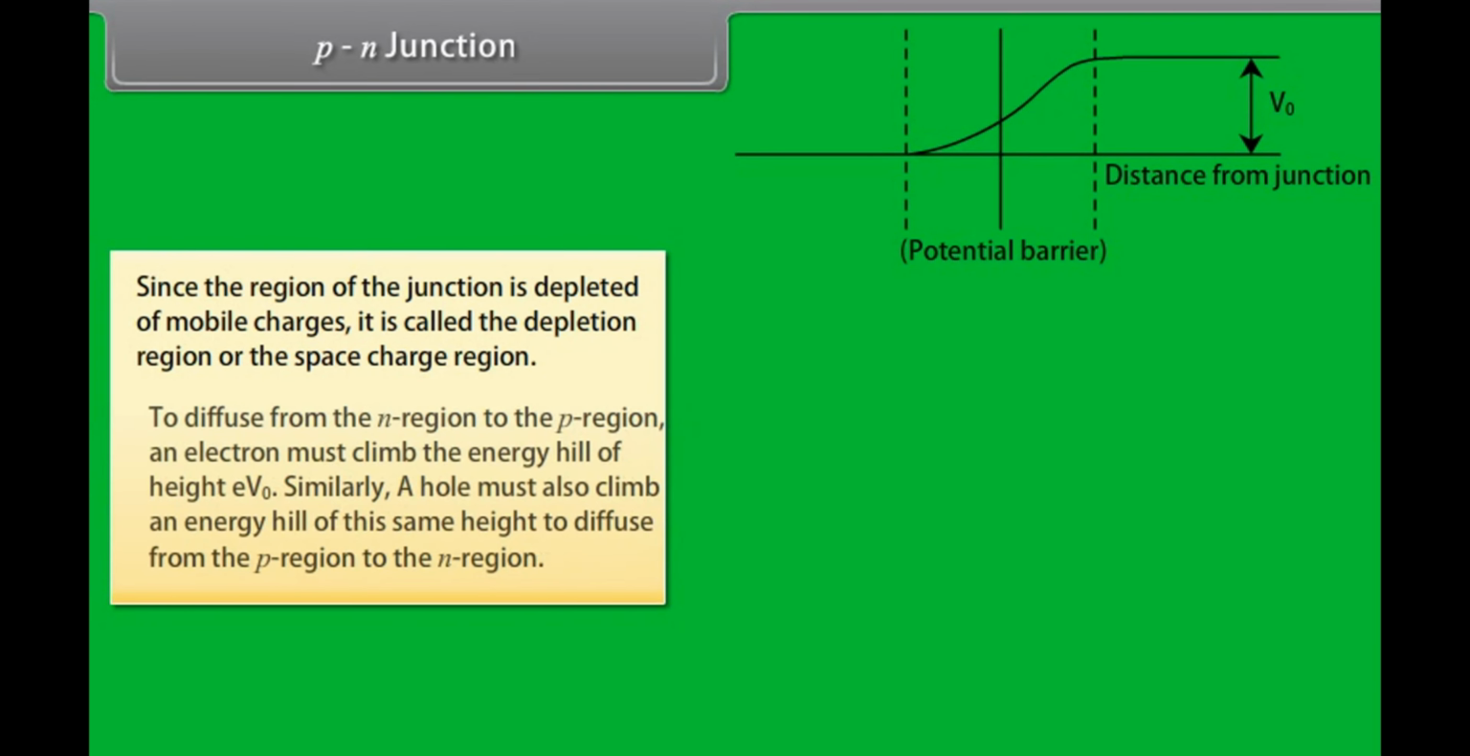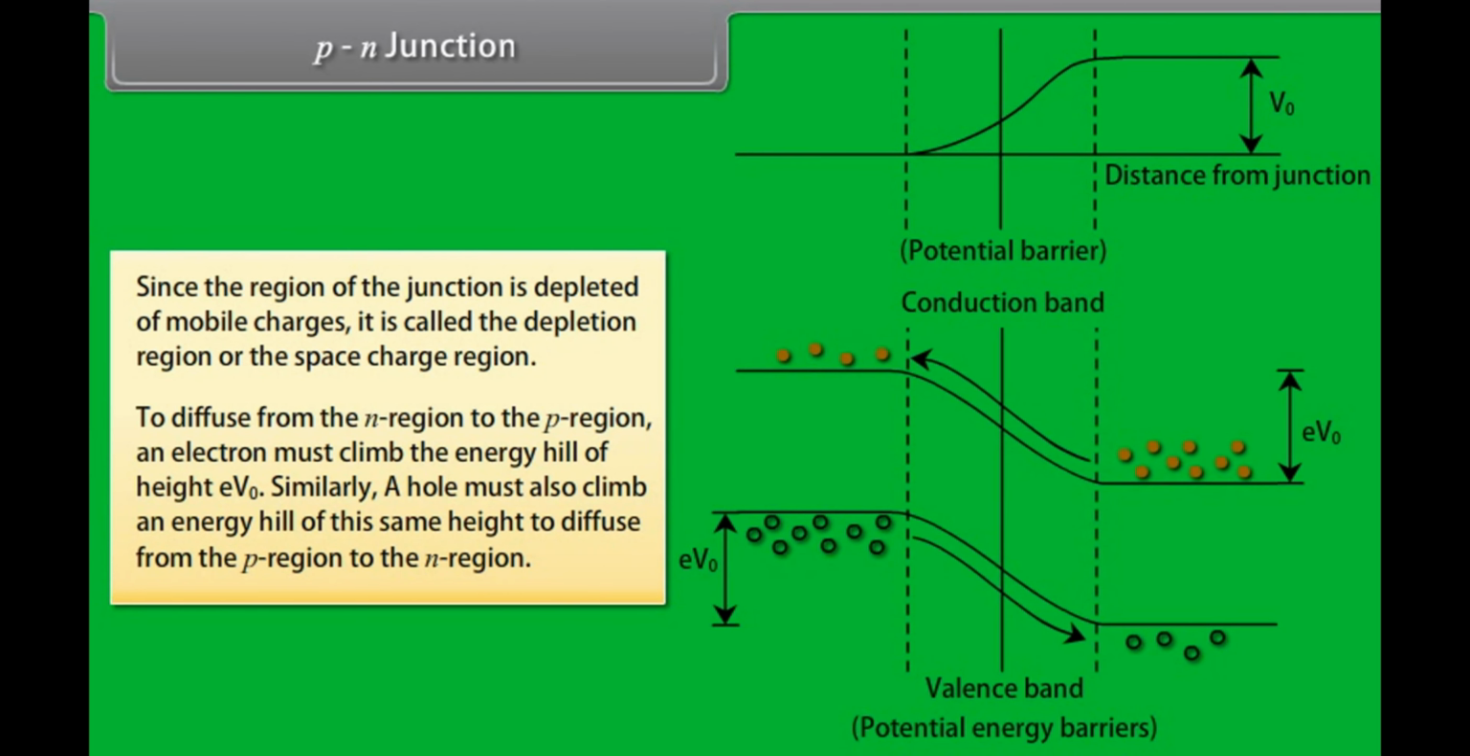Since the region of the junction is depleted of mobile charges, it is called the depletion region or the space charge region. To diffuse from the n region to the p region, an electron must climb the energy hill of height eV0. Similarly, a hole must also climb an energy hill of the same height to diffuse from the p region to the n region.